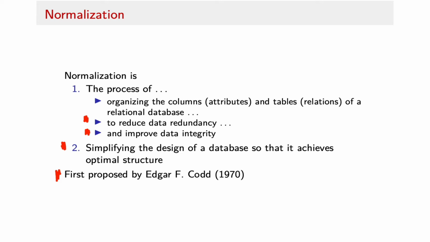In a way, the second way of defining this, not so much as a process, but as kind of the result, is that we want to simplify the database design to achieve some sense of optimality, some kind of optimal structure. And I'm going to kind of cast this as a way of getting to this goal of reducing redundancy. We don't want to have multiple copies of data in our database, and normalization is kind of a way of getting to that.